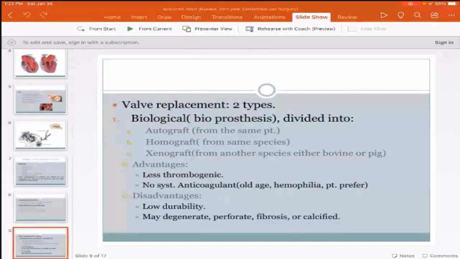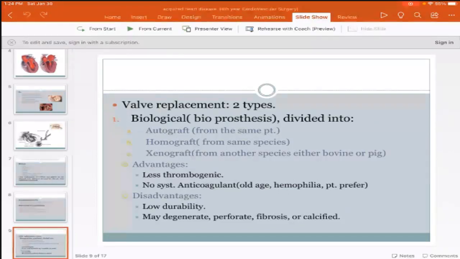For valve replacement, we now have two types of valves. Either a biological valve, what we call a bioprosthesis, which is divided into an autograft, where we take a valve from the same patient, or a homograft, where we take it from another human, from human to human. Or a xenograft, which is from another species, either bovine or pig. This is a valvular replacement.